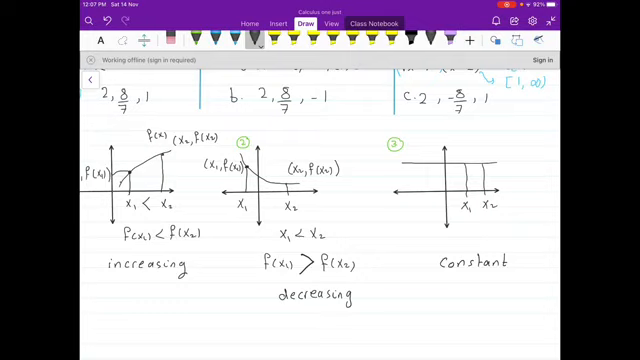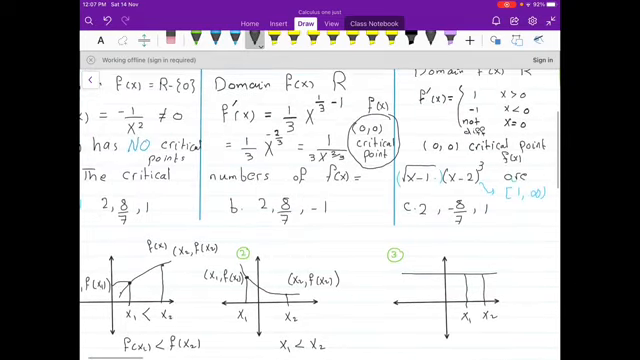Now we will define what we mean by increasing function and decreasing function. In the first definition, what do we mean by increasing? If x1 is less than x2, for any x1 and x2 in the domain of f, then f(x1) is less than f(x2). So let us see the definition.